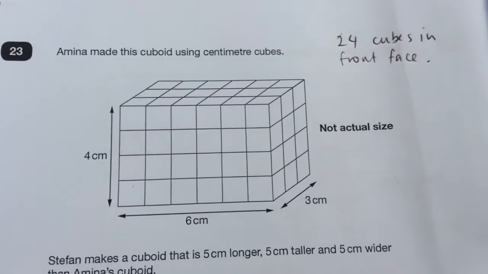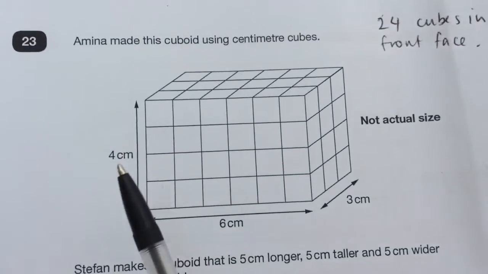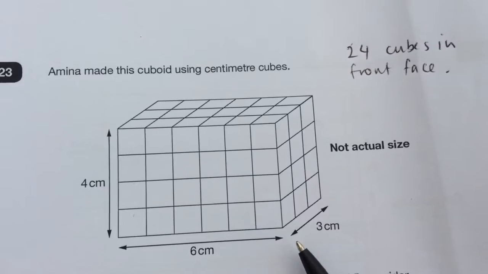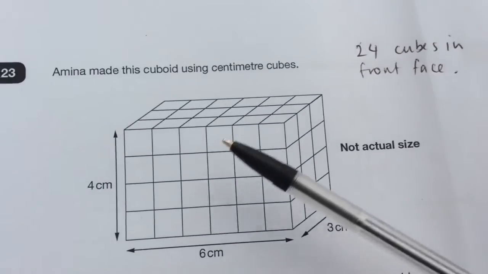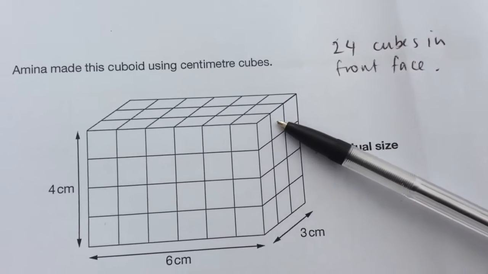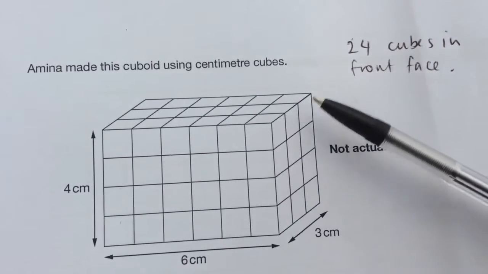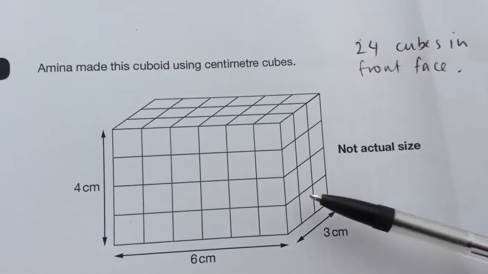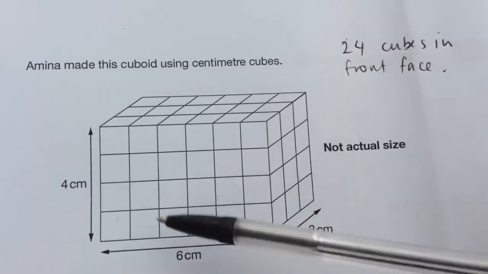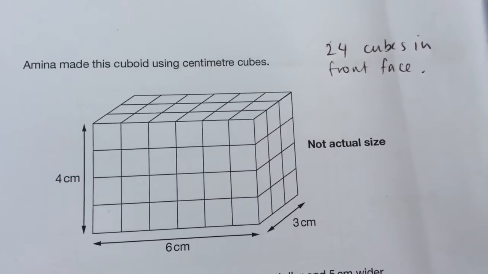Okay, what else do I then know about this cuboid? What information haven't I used yet? I've used the 4. I've used the 6. Oh, haven't used that. What does that mean? Okay, so we've talked about that front face, but there are another 2 exactly the same behind it, aren't there? There's one in the middle and one at the back. So I've got 3 lots of 24 to make up all the cubes in that cuboid.